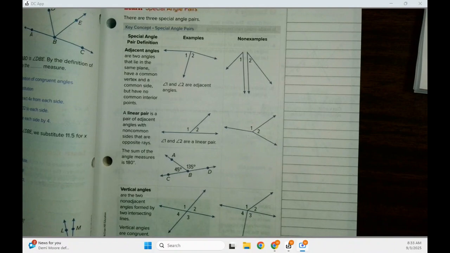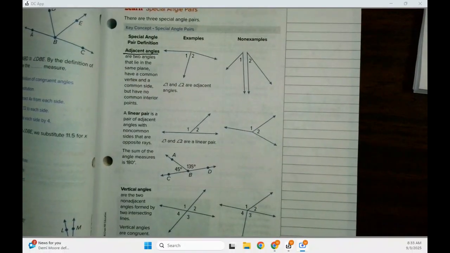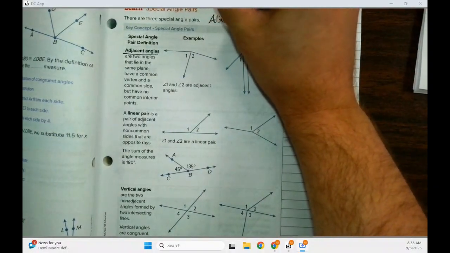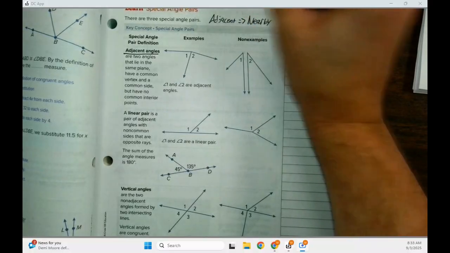they are lined up on top of each other, then they are called adjacent angles, right? When I think of the word adjacent, I think nearby, right? So I'm going to write this here. Adjacent is kind of like nearby. They're close. In fact, they're literally on top of each other.